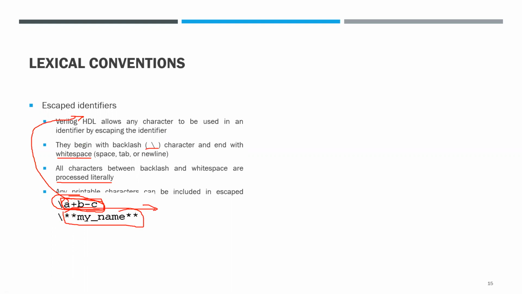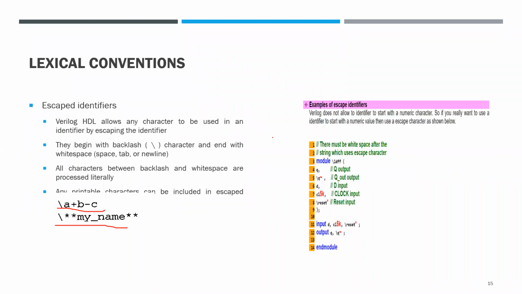Here you can see that we did not have star permitted in the identifier name. But here I am now able to use that star value. So only at the starting you have to put the backslash, and then you can use whatever characters are required, any printable characters which you want to use. So these are the examples of escaped identifiers, just a few examples you can observe.